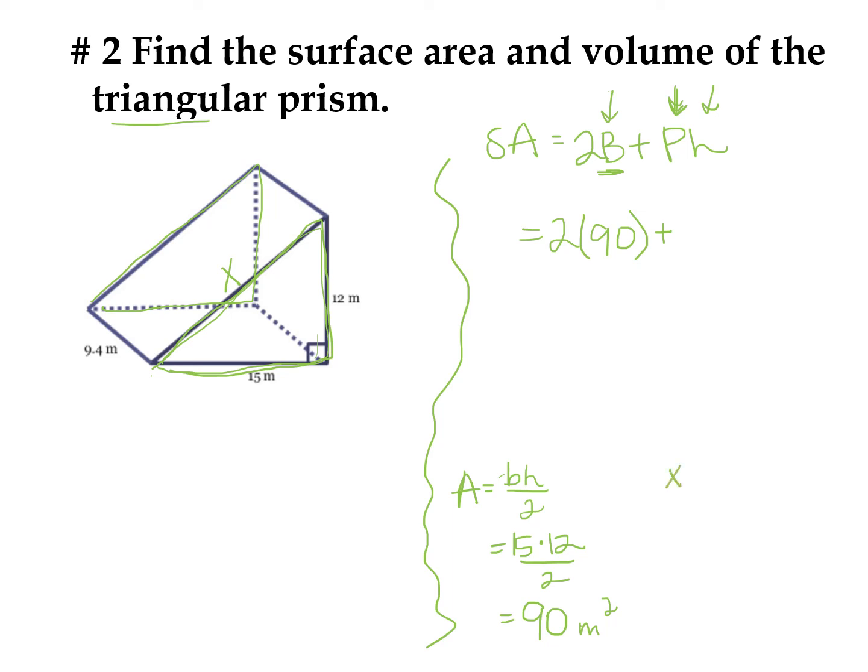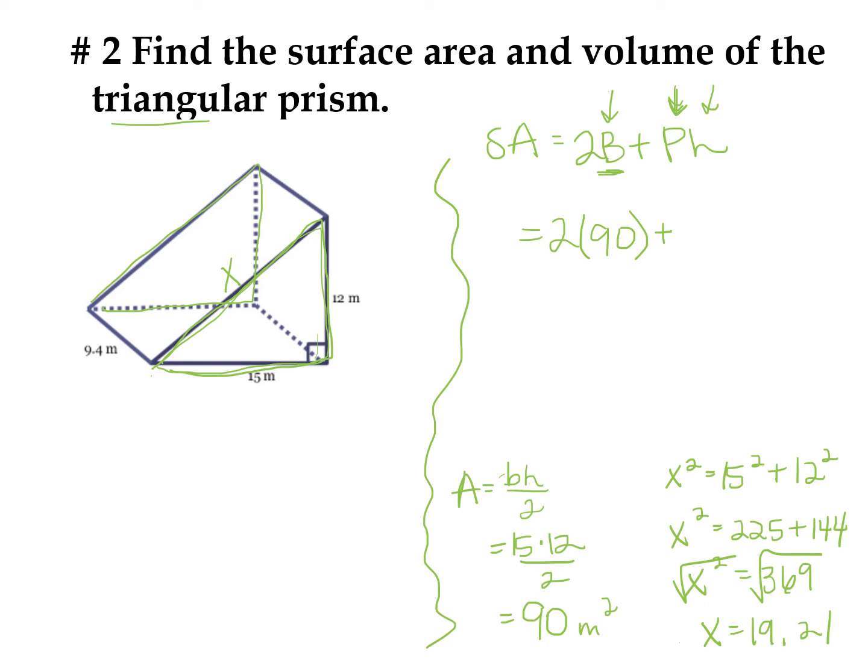So C is going to be my x, so x squared equals 15 squared plus 12 squared. So I have x squared equals 225 plus 144. Now 225 plus 144 gives me 369. To get x alone, I take the square root. So the square root of 369 is going to be about 19.21. And again, let's always use 2 decimal places.